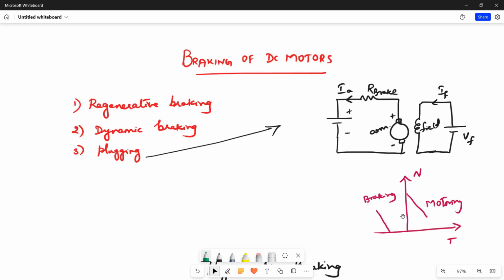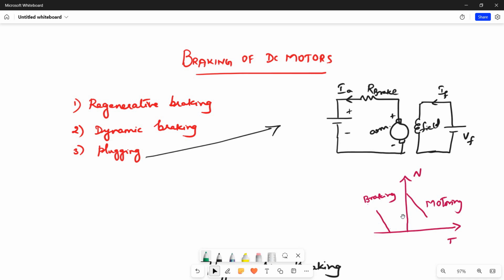Then finally we have plugging, which is also called counter current braking. This braking is used for quick stopping of motor, and it is also used for reversing drives requiring a short time of reversal. In cranes and hoists, the motor is switched on to raise the load at the instant when the associated gearing operates in the direction to lower the load.